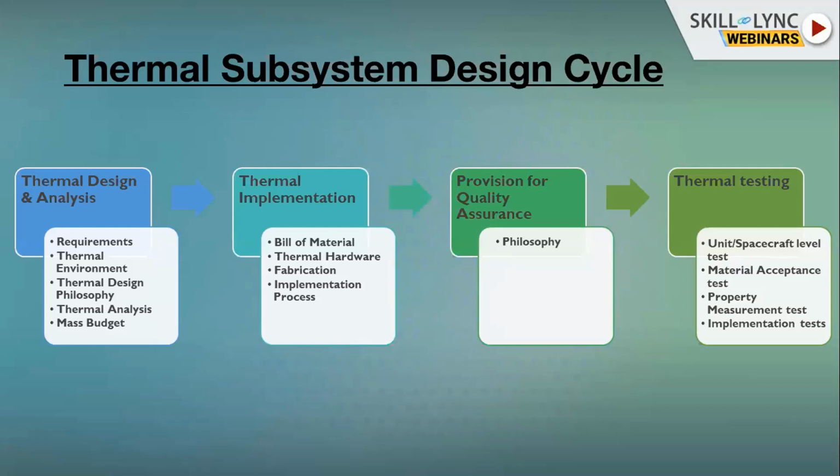Then there are material acceptance tests. For example, you are procuring a raw material for multi-layer insulation. You need to verify that the material properties are what you need in the design. For example, if you are procuring an aluminium plate, you need to ensure the conductivity of the aluminium, the density, and the grade of the aluminium are right for your design.